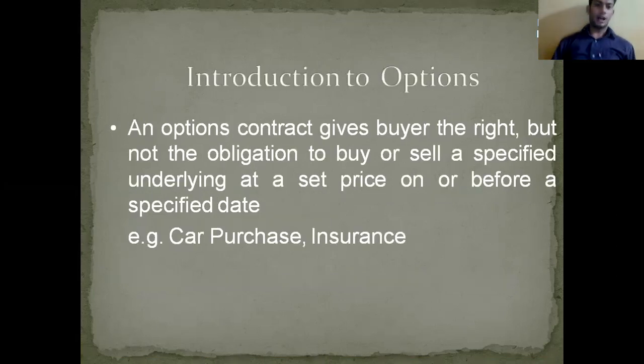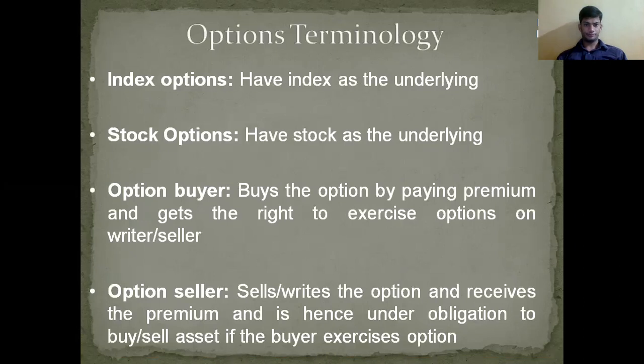Introduction. An option contract gives the buyer the right, but not the obligation, to buy or sell a specified asset at a set price before the specified date, like car purchase or insurance.